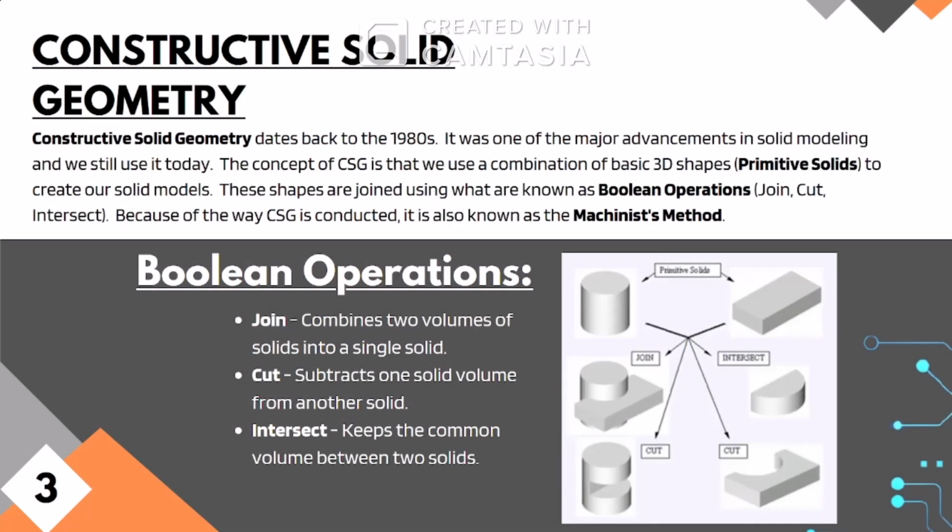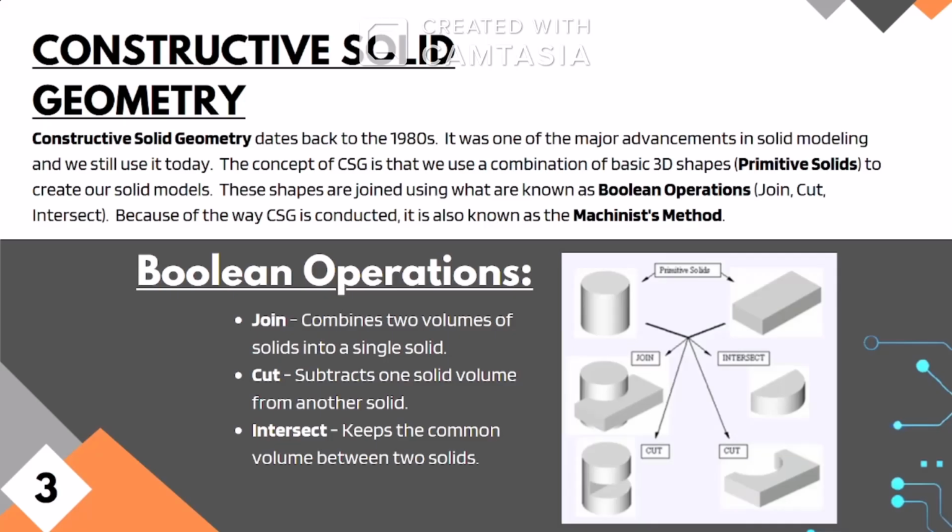So the idea of constructive solid geometry dates all the way back to the 1980s. It was really one of the major advancements in solid modeling at that time that still applies to us today. The idea is that we take these basic 3D shapes, or what they refer to in CSG as primitive solids, and combine them in ways to make new solids, using our Boolean operations join, cut, and intersect to do this.